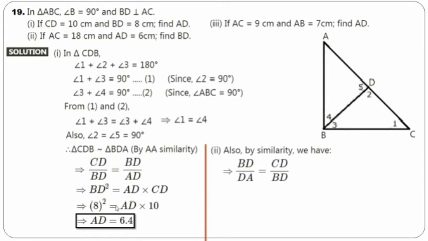Okay, so just now you saw that these two triangles are similar, right? So that's why, can I say corresponding sides are in proportion? Yes. So BD by AD is equal to CD by BD, or the same thing is written out here. Now we have from here the same thing.